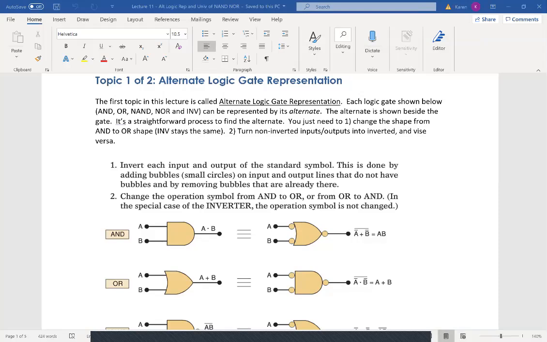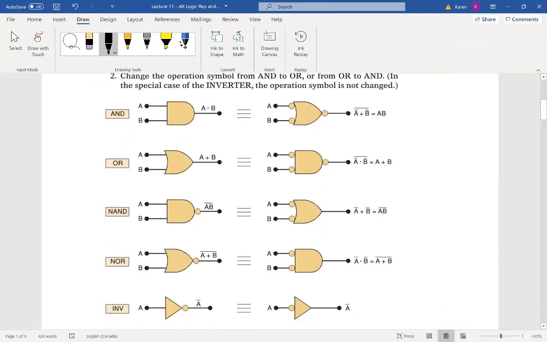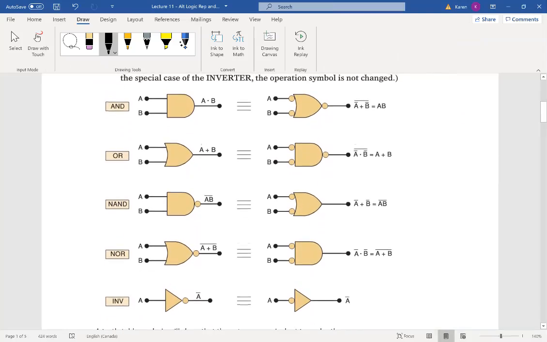This topic is alternate logic gate representation. It sounds like quite a handful of a topic, but it's actually quite simple. Alternate means that we have a different way of recognizing each gate. This is a very straightforward topic, so don't be concerned.